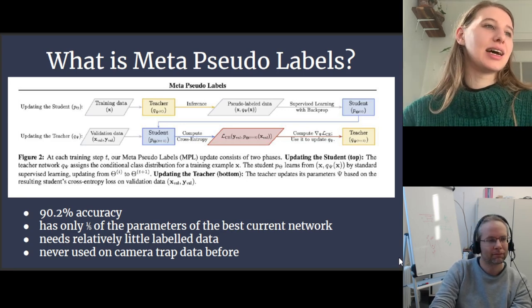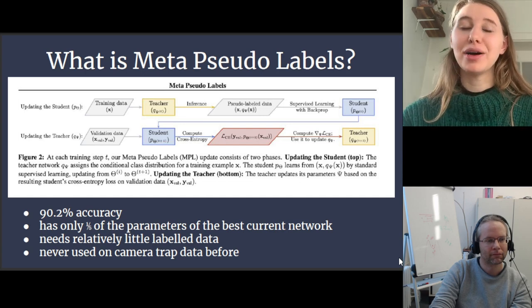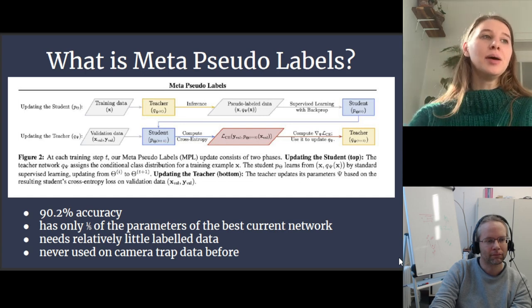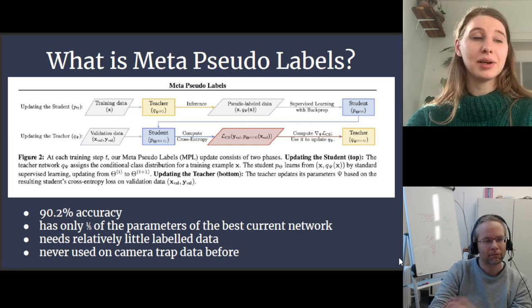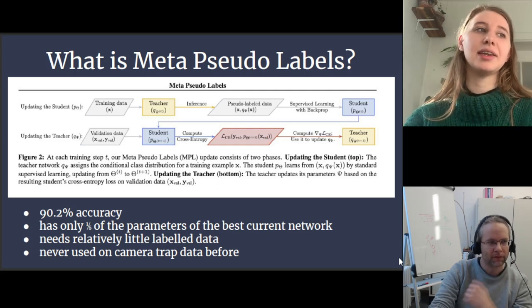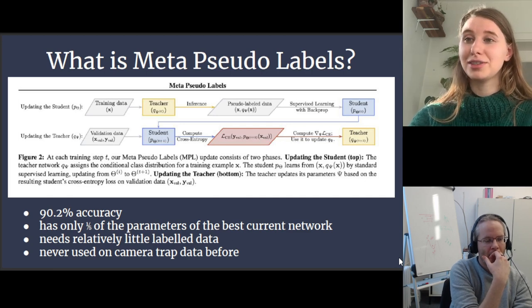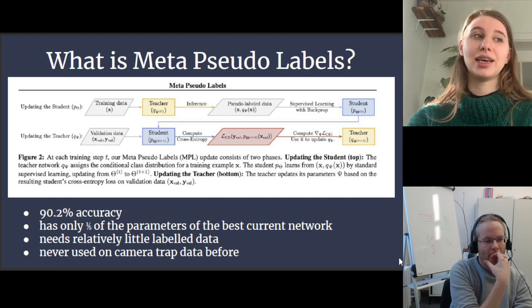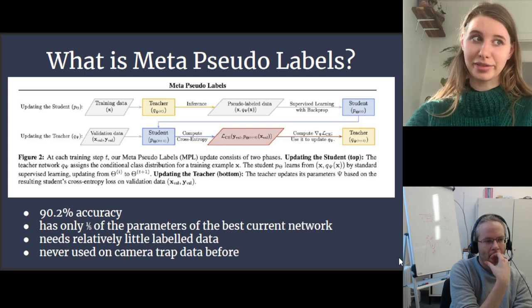So you can ignore the image above for a second, I will get to it later. The accuracy of meta-pseudo labels with these, not camera trap images but a lot easier test images, is 90.2%. As I said, the top accuracy that we currently have is 90.88%. So the question is, why do I not take the best model there is?